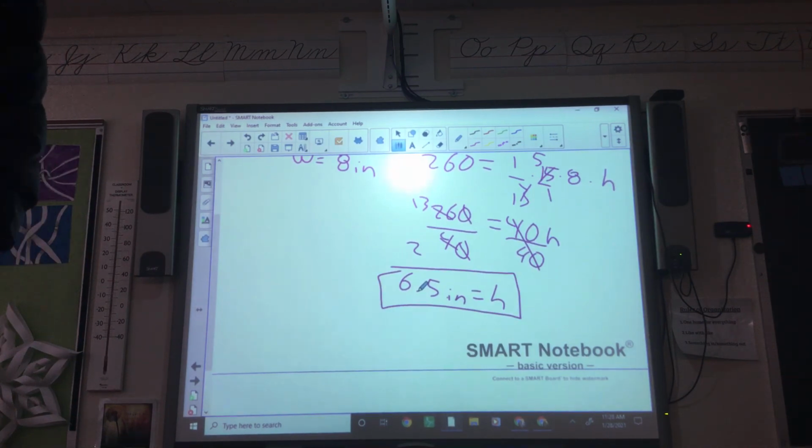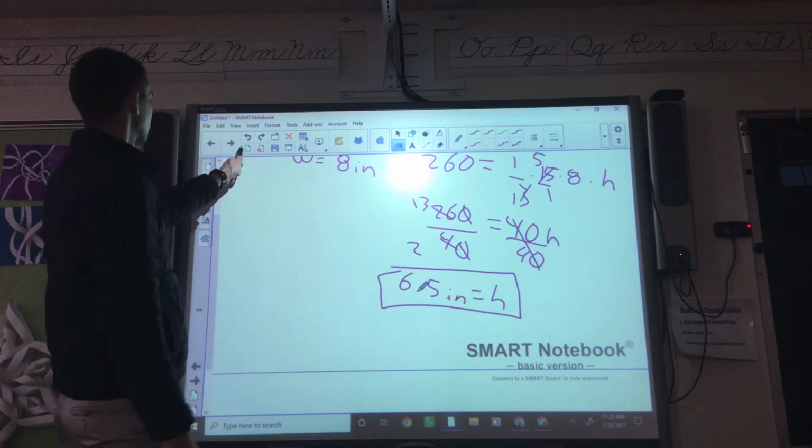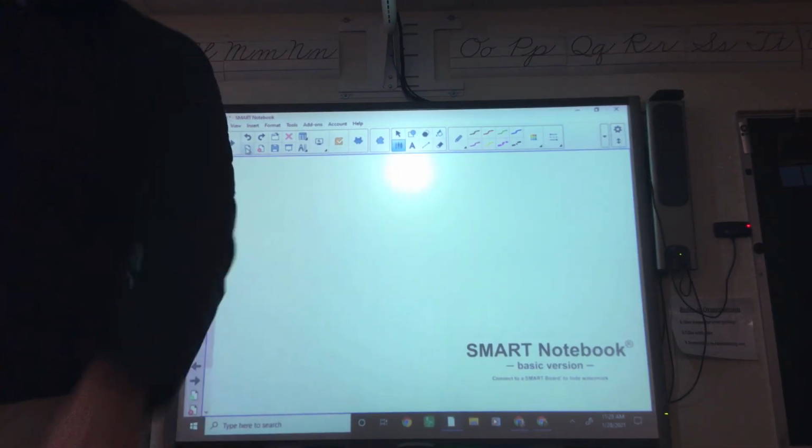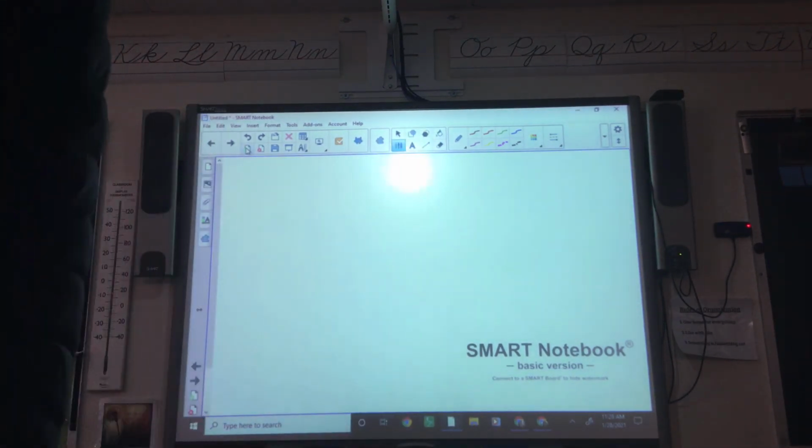Let's do number 3. Guided practice. When you're done with that 3 guided practice, you can check in the back and you can start on your assignment after that.